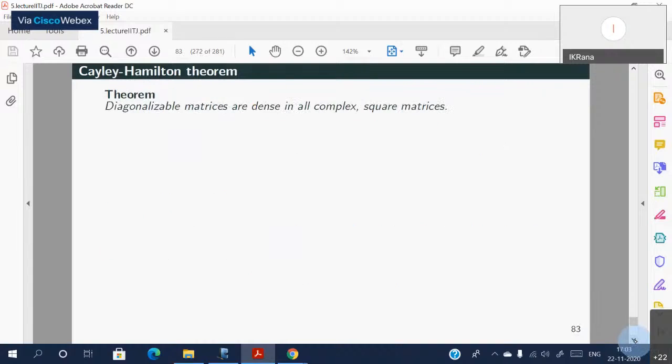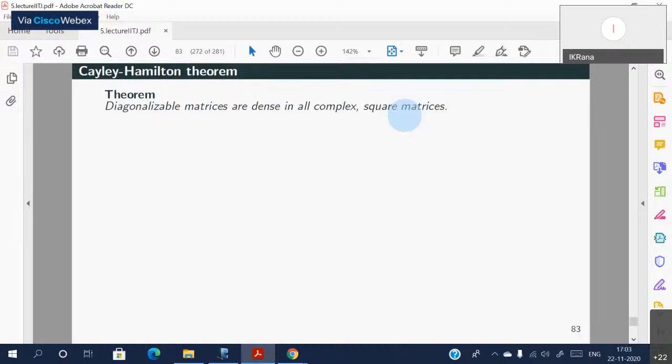The main crux of the proof lies in the fact that diagonalizable matrices are dense in all complex square matrices. This is something, denseness, coming from metric spaces or topology. Normally, books in algebra don't talk about these things. The proof of the Cayley-Hamilton theorem is normally given via determinants, and a pure algebraic proof is given.